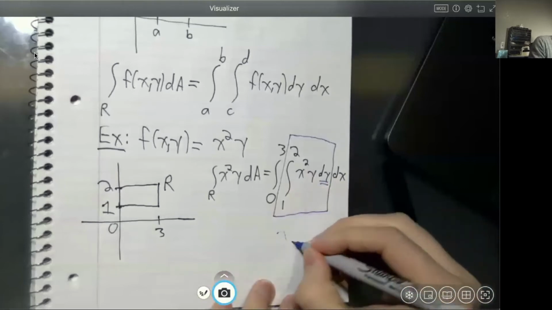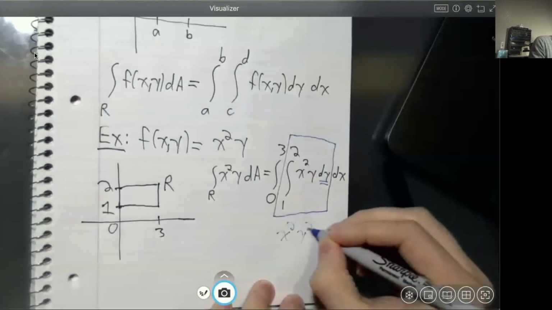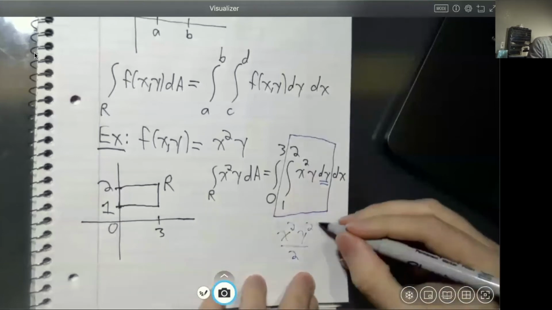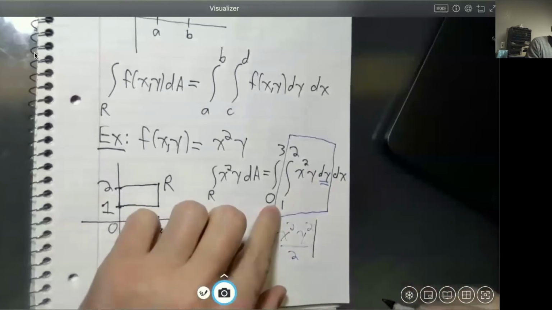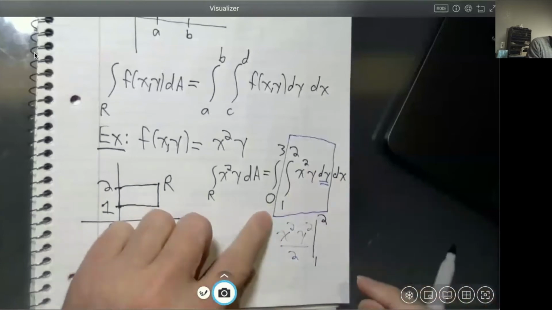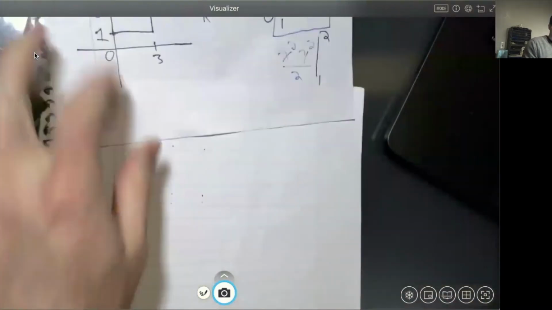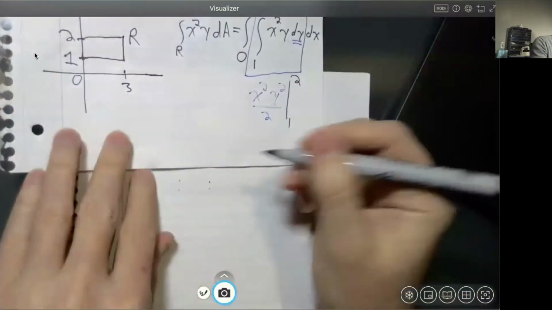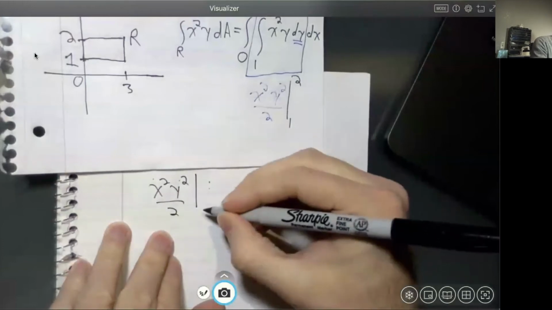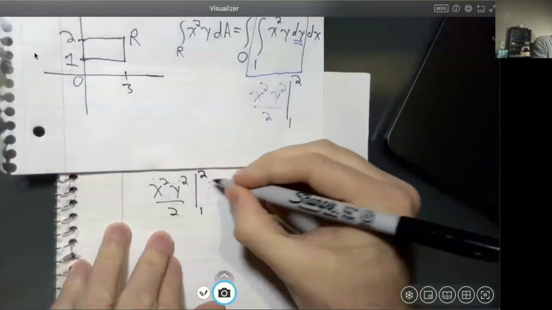X is held fixed, and we want an antiderivative of this function of y. The answer is x squared times y squared over 2. That's our antiderivative with respect to y. And we take our antiderivative and we evaluate it at the endpoints. So we evaluate our antiderivative from 1 to 2. That's how we do an integral in single variable calculus. So let's work this out. x squared times y squared over 2 evaluated from y equals 1 to y equals 2.